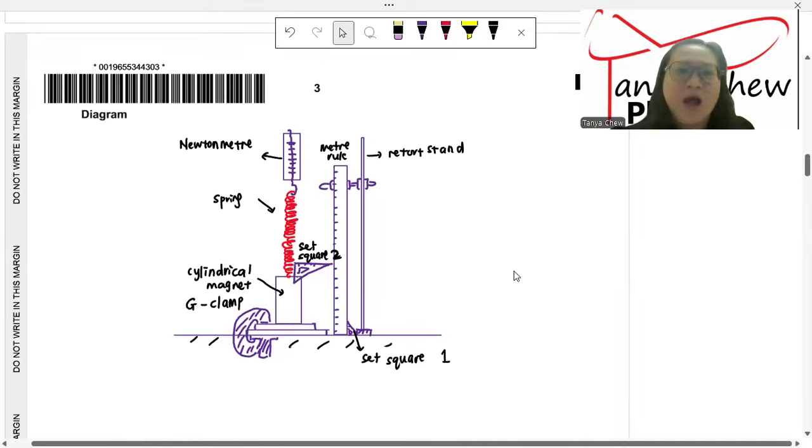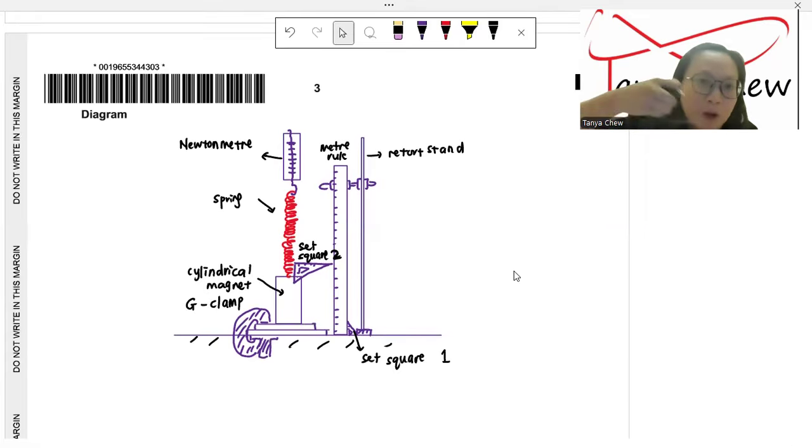This is my diagram. I have a Newton meter. Do you still remember what is the function of a Newton meter? It is used to measure the force. Remember, the force is being applied upwards, and my spring is a little bit long, don't you think so? Just forgive me for that. And then the other end of the spring is attached to the cylindrical magnet, and the upper end is attached to a Newton meter to measure the force that is being applied to the spring.